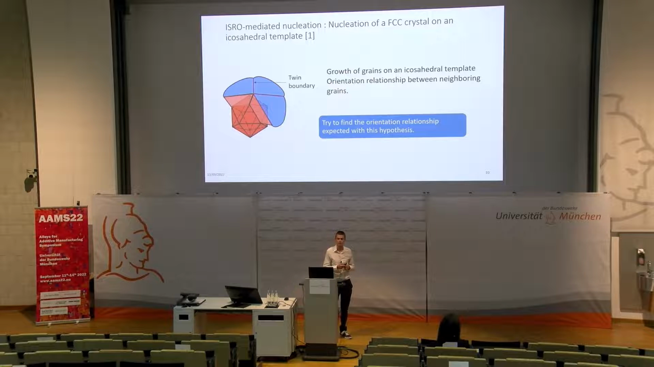So the hypothesis of ISRO-mediated nucleation is the nucleation of an FCC crystal on an icosahedral template. And because there is a special orientation relationship between FCC grains and the icosahedron, it creates a special orientation relationship between nearest neighbor grains, such as twin boundaries and a 110 common direction. To validate this hypothesis, what is done in the literature is trying to find the orientation relationships expected with this hypothesis. So this is what we've done.